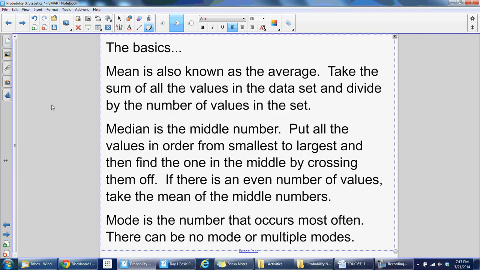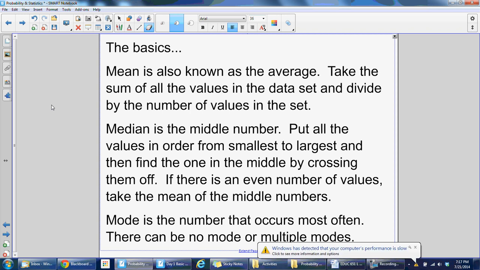Some of the most basic terms when we're talking about statistics would be mean, median, and mode. Mean is also the average. To find the mean, you just take the sum of all the values in the data set and divide by how many values there are. The median is considered the middle number, and the mode would be the number that occurs most often. In a data set, there might be one mode, there might be no modes, or there might be multiple modes.